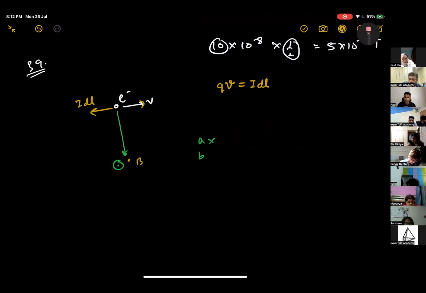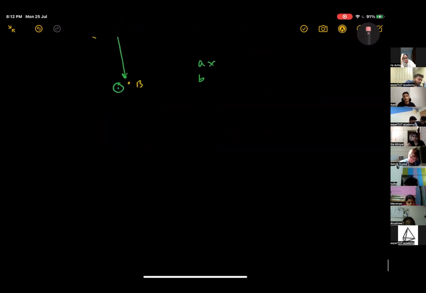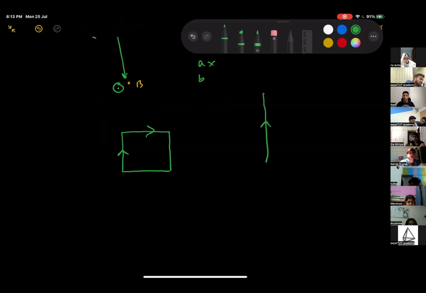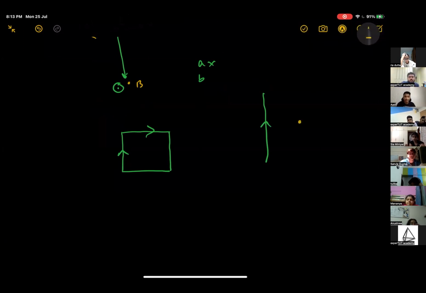See, very simple. First, understand some things. Suppose there is a wire like this, a square loop of wire like this. First, you understand when there is a wire like this, the magnetic field at this point, is it going into the plane or coming out of the plane? Everyone understand that it is into the plane, right? It is into the plane.